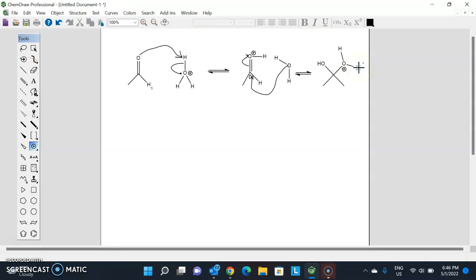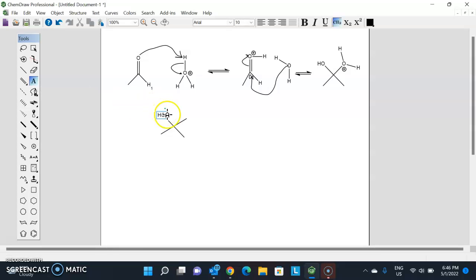And the only thing left in this reaction is to deprotonate this oxygen, and we'll have our geminal diol here. I'm not going to show that step, but I'll draw the final product really quick. All that would happen is an excess water molecule would pick up the hydrogen, and the electrons would be drawn towards that oxygen. So we'll go ahead and draw our geminal diol here.